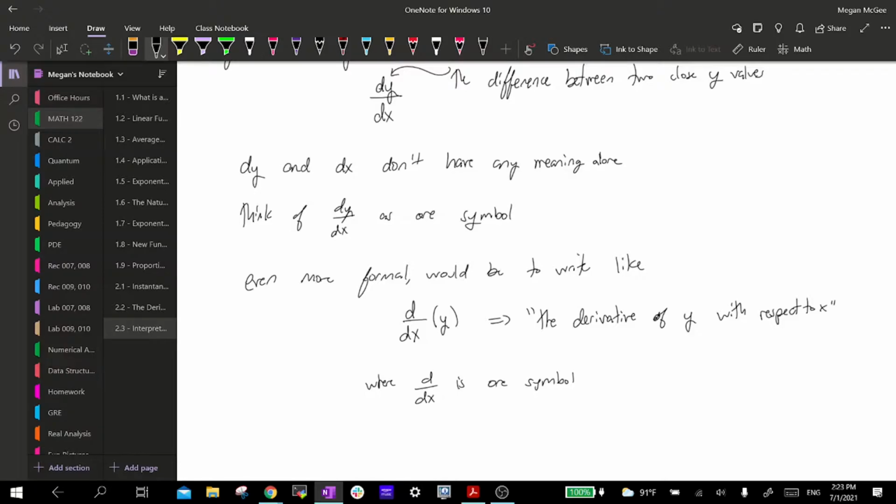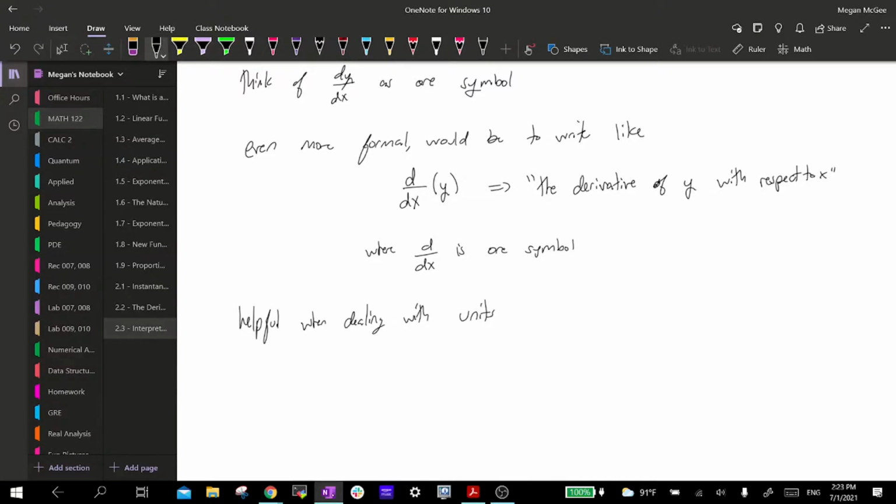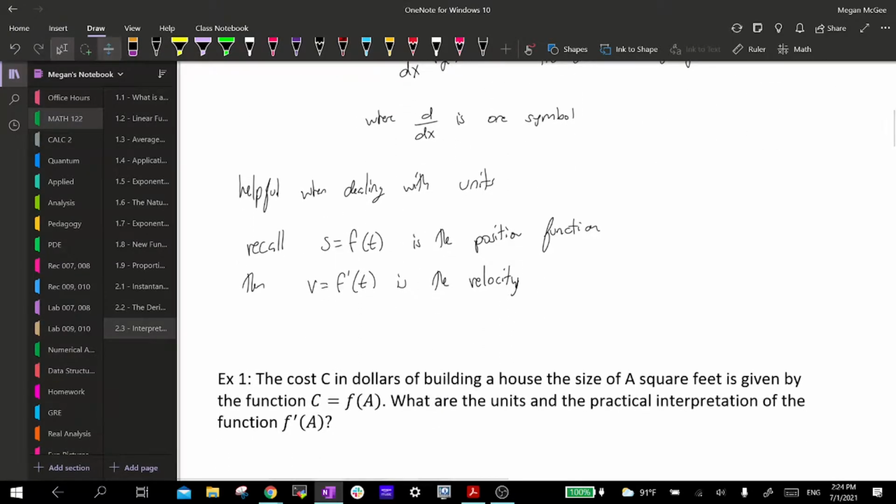Okay, so this type of notation is helpful when trying to figure out units. For example, if we recall that s is equal to f of t is our position function, our position function for a moving object at time t, then v is equal to f prime of t is the velocity, meaning how quickly our object is changing position.